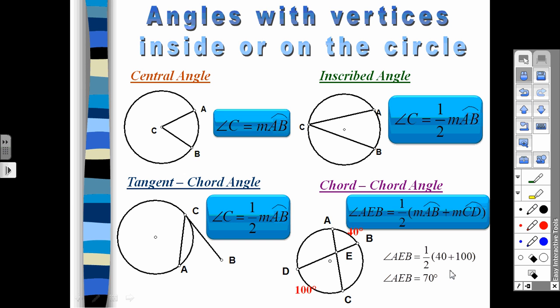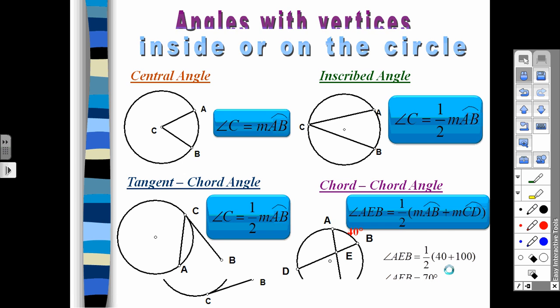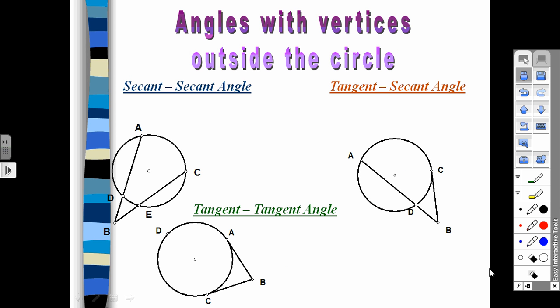Okay, let's now switch gears to angles that have vertices outside of the circle. Here we have 3 different situations. But what you're going to notice is since all these angles are outside of the circle, they're all going to have the same exact formula, which is really nice because that makes remembering it a lot easier, right?